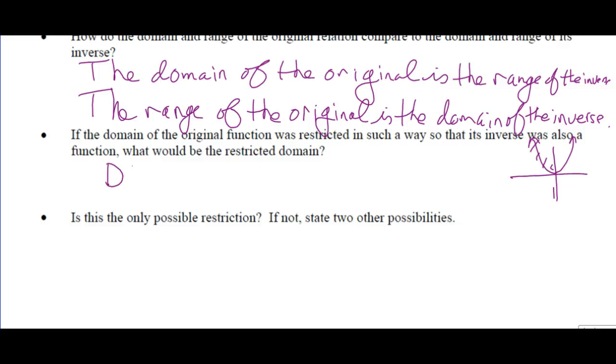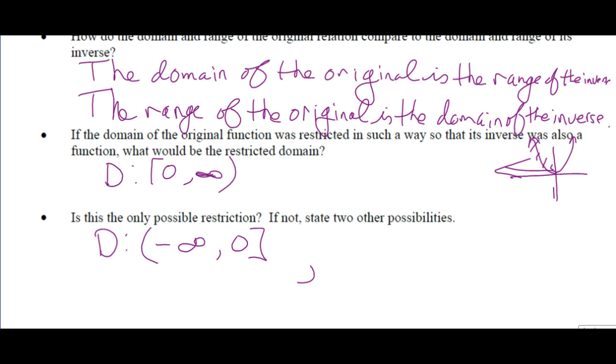So what would be the restricted domain? The domain would be 0 to infinity. Is that the only possible one? What else could we do? What if we went this way? So how would we say that? What would the low number be then? Negative infinity up to 0. So we could do from negative infinity to 0. Okay, what else could we do?